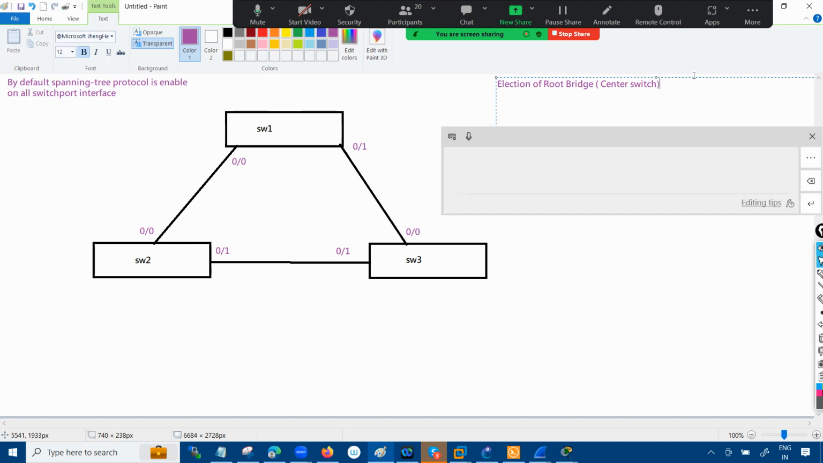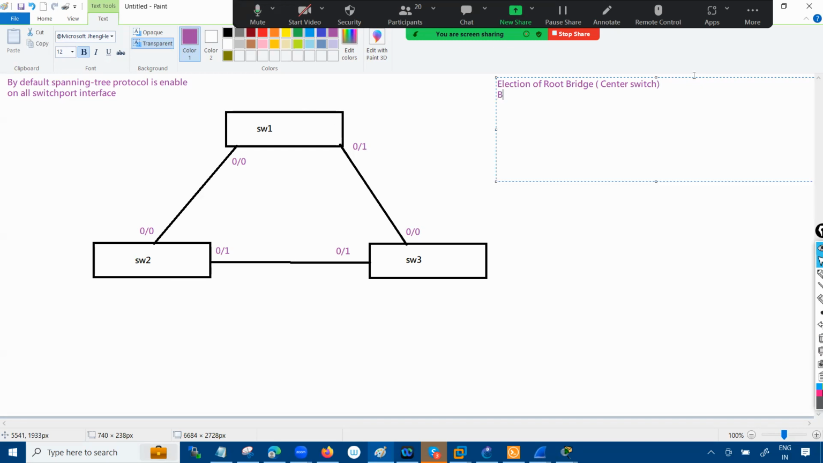The knowledge is known as a bridge ID. Every switch has a bridge ID. The size of the bridge ID is 8 bytes. It's a combination of two things.